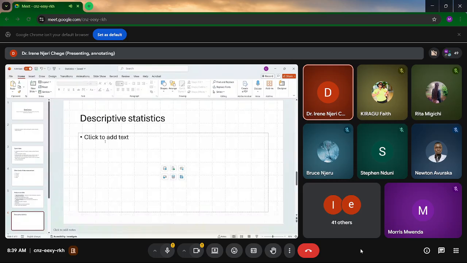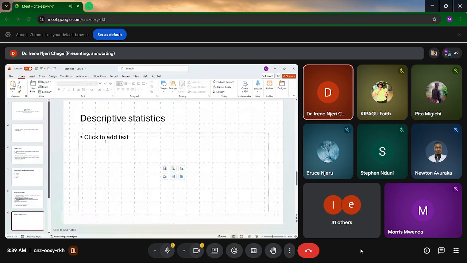So what is the total number? 41. Yes, 41. And then we divided by the number of occurrences, which is 6. And then our mean is 6.8, meaning this is the average of our data. So the class average for the mark was 6.8.